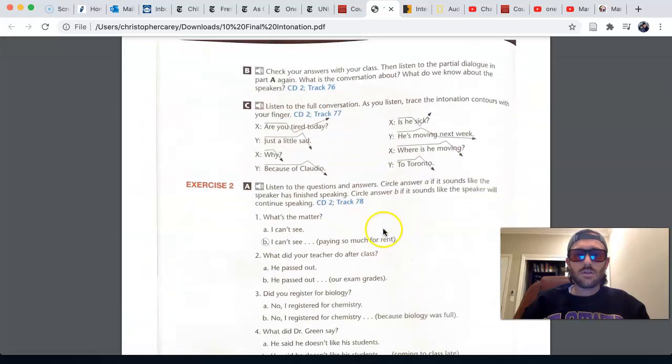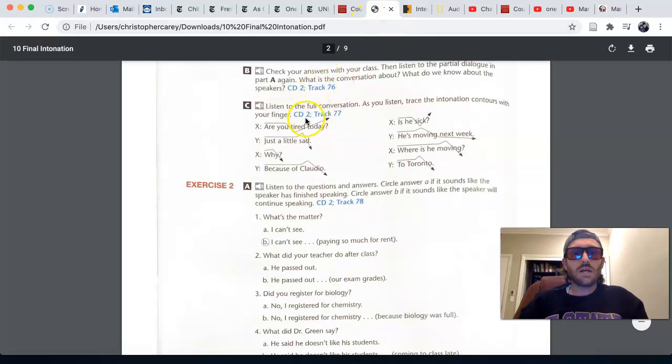Let's listen to the entire conversation here. CD2 track 77. We can hear the entire conversation, and that will give you a better indication. Hopefully, you'll better recognize as you have a more full thought group. You'll be able to pick up on that rising and falling intonation. Let's have a listen to CD2, track 77.